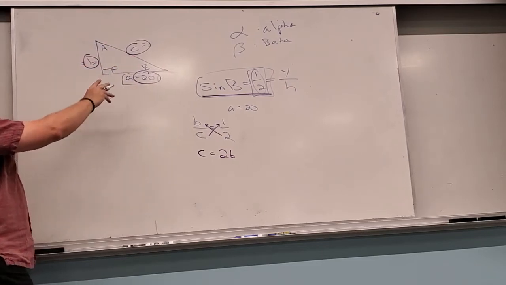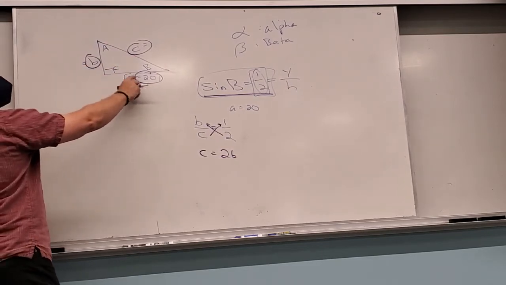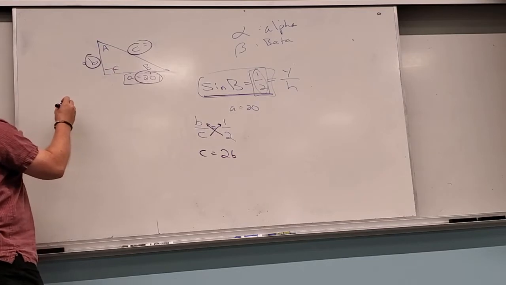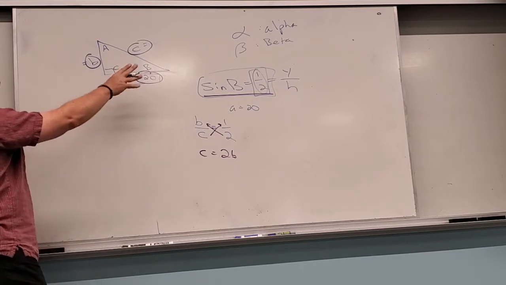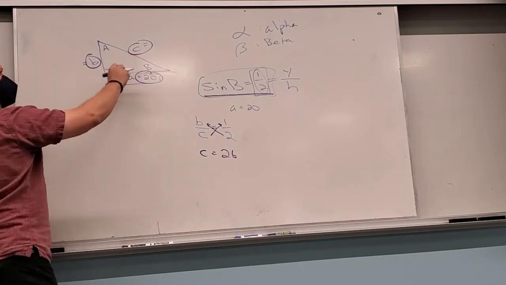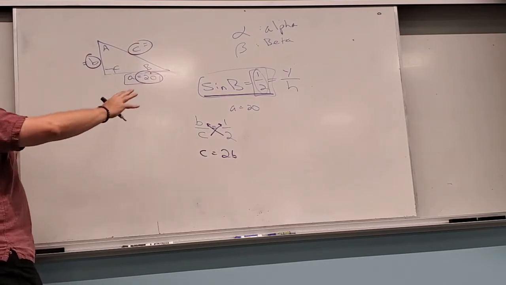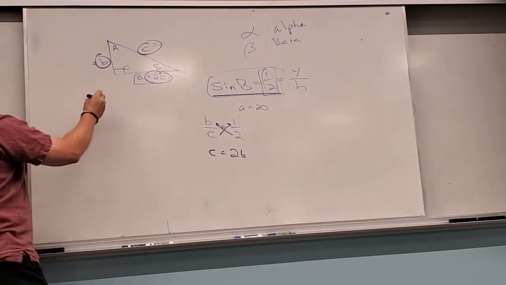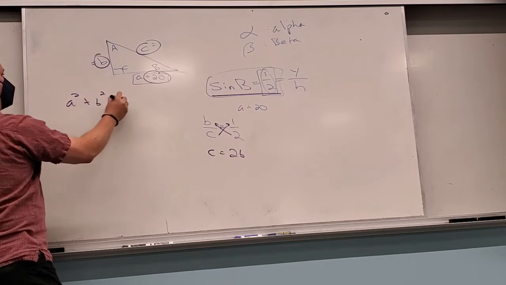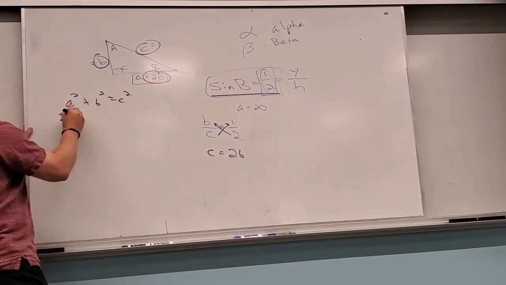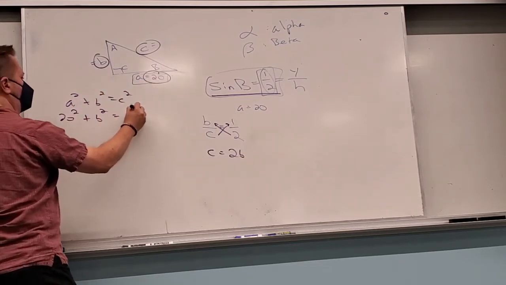I'm in a right triangle, correct? So how do the sides relate to each other? Yes. A squared plus b squared equals c squared. So 20 squared plus b squared equals c squared. Good job, Jeff.